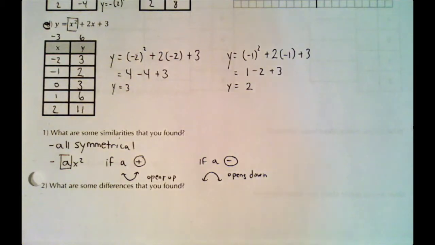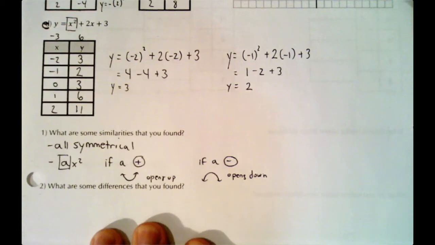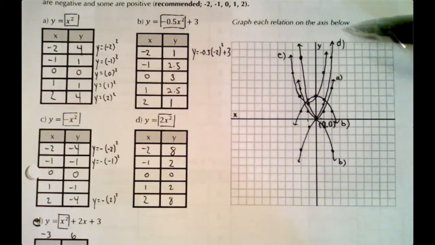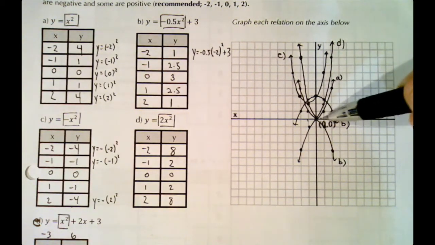There's one more thing I wanted you to notice. I don't know if you caught it or not. I didn't talk about it at all. But let's see. Three of the parabolas have the same vertex. 1, 2, and 3. They all have 0, 0. And the three that have the same vertex 0, 0 are A, C, and D.